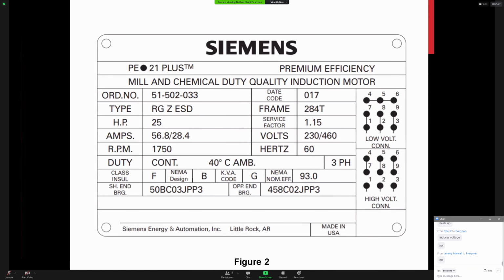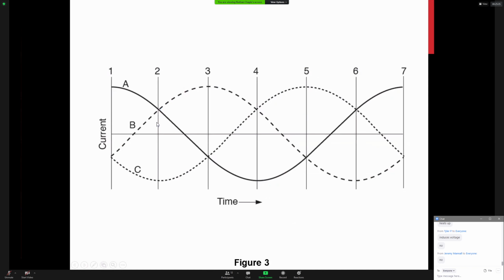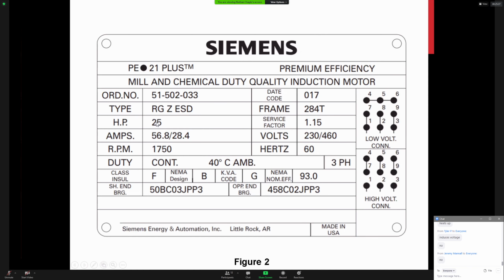So here we have a motor nameplate, and we've got just a few pieces of information I want to talk about here. First, we have the horsepower rating. Now, let me ask you, is this the input power or the output power? Input power or output power? Okay, good. The horsepower rating is always the output power.